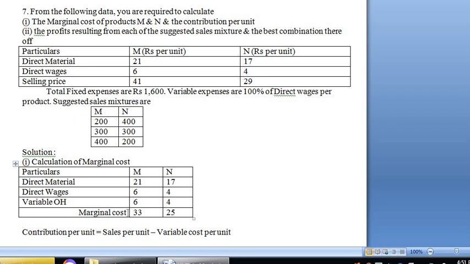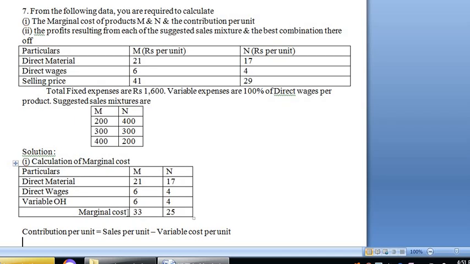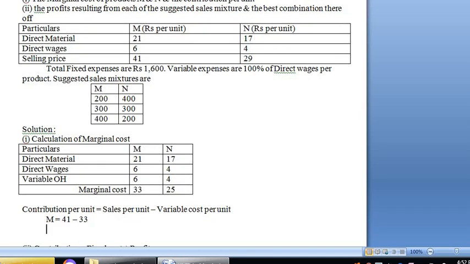Now again they have told us to find out the contribution per unit. So the formula to calculate contribution is sales minus variable cost. As here they have given us information related to per unit, contribution per unit is equal to sales per unit minus variable cost per unit. There are two products, M and N, so first we will calculate for M. Selling price of M is 41 minus variable cost of product M, which is 33. It is also called marginal cost as well as variable cost. So this will be equal to 8.